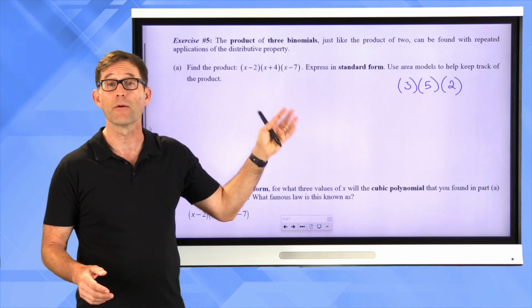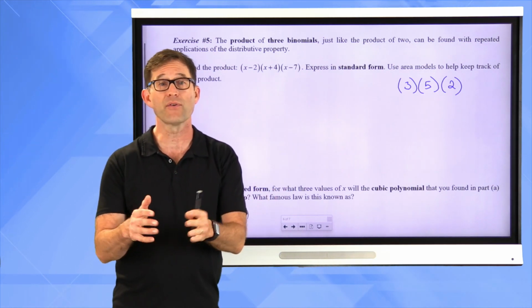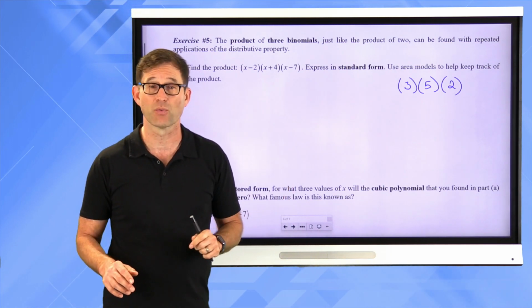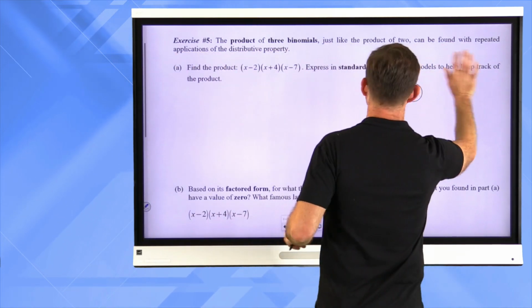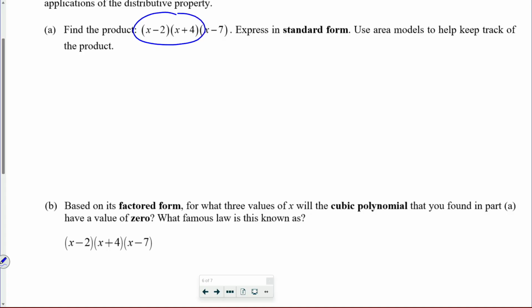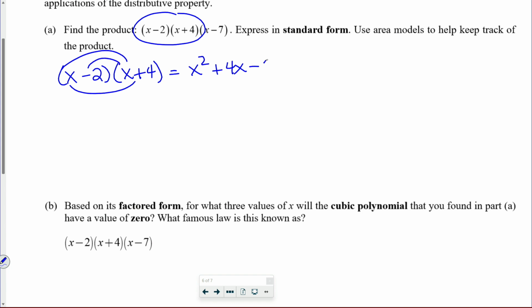And the same thing is true here. I can take any two of these, multiply them together using FOIL or area or whatever, get a trinomial, and then multiply it by the third one that I didn't get involved in the product. So let's just find this product. Let's figure out what x minus 2 times x plus 4 is. That's going to be x times x, x squared, 4 times x, plus 4x, negative 2 times x, negative 2x, negative 2 times 4, negative 8. So that's going to be x squared plus 2x minus 8.